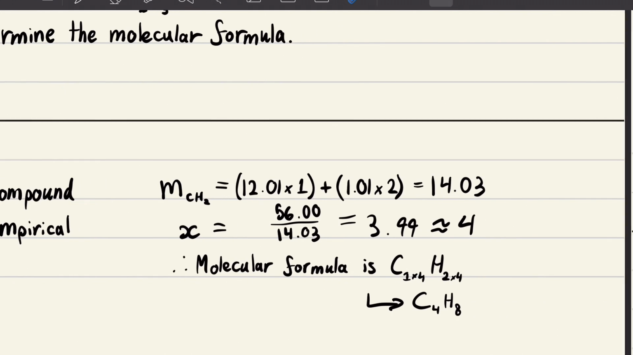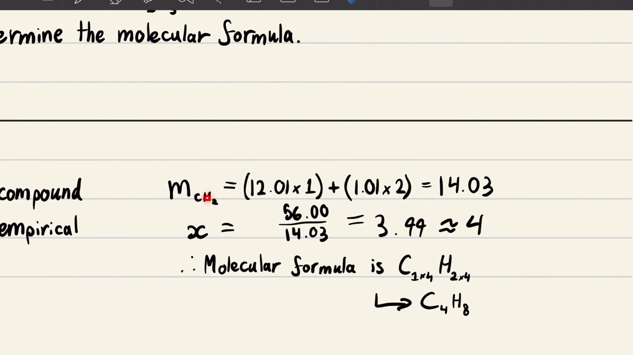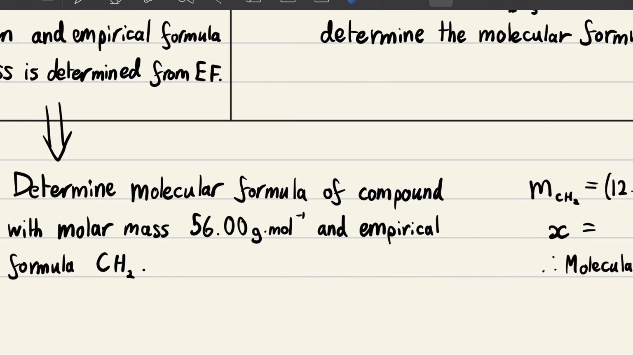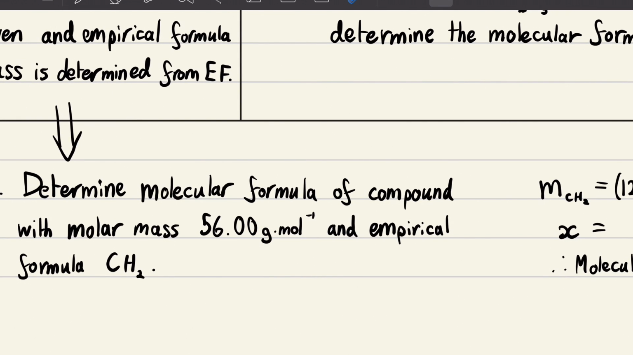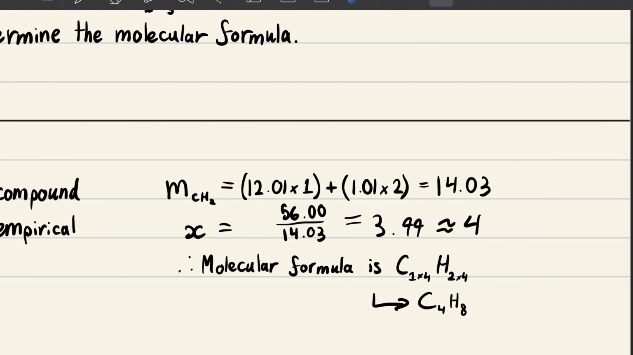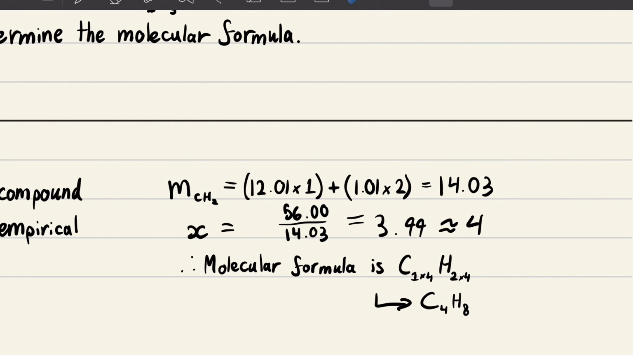But the way you do it is you'd say that the mass of CH2 is just one carbon and two hydrogens, which is 14.03. And then you find x by dividing 56, which is the molar mass of the compound that was given, by 14.03, and you get approximately 4. So you multiply the ratio 1 to 2 by 4 on each side, and you get the molecular formula C4H8.